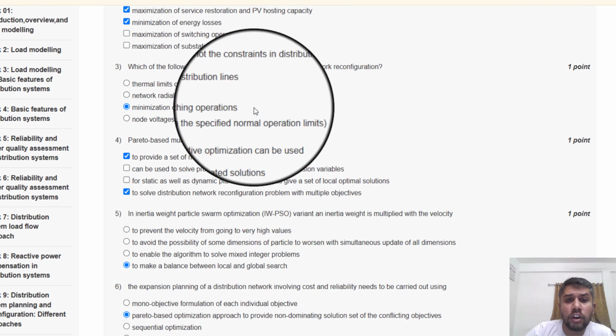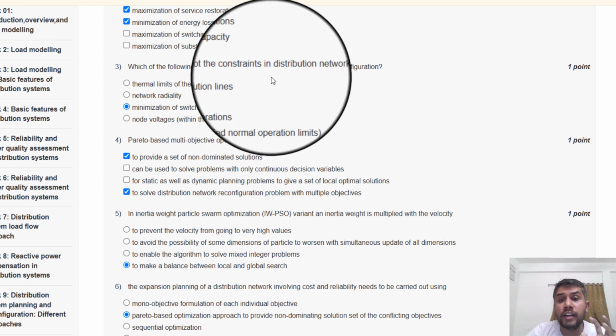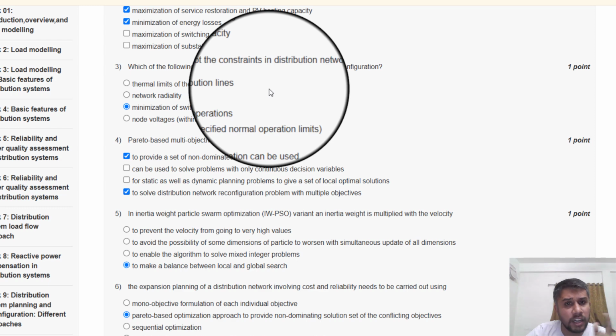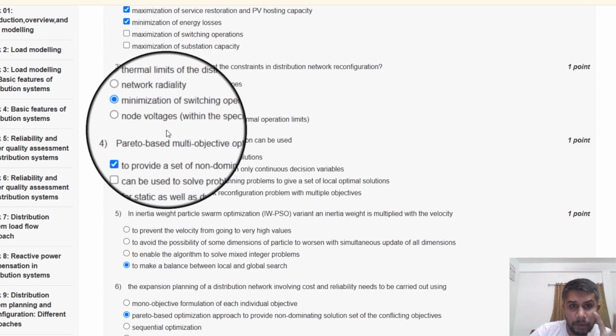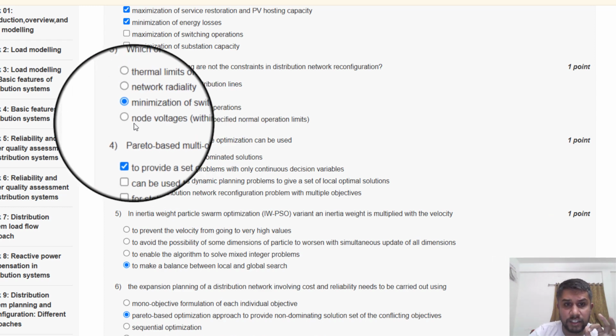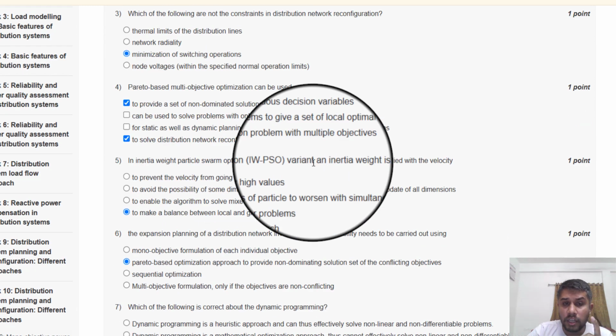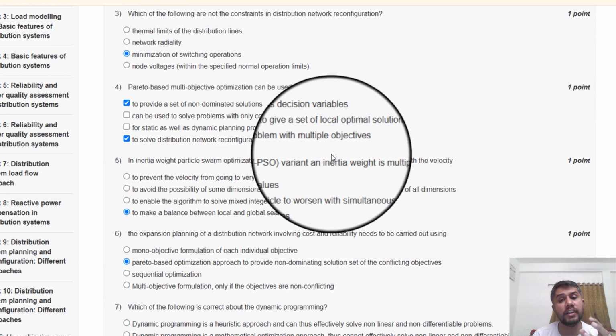Third is, which of the following are not the constraint in distribution network reconfiguration? First is thermal limits of the distribution line, which is naturally the main constraint of the reconfiguration. Network radiality, meaning we always require that the network should be radial. Third is node voltage within the specified limit variation, that is minimum or maximum tolerances. So minimization of switching operations, the third option, is not a constraint in distribution network reconfiguration. So the answer is 3.